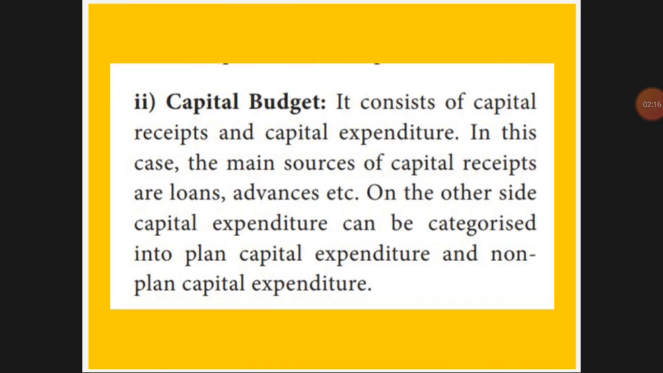Next is the capital budget. In the year, it includes all the capital receipts and the capital expenditure. Receipts in the sense of all the capital income, and all the capital expenditure also will be included. That means the loans and advances also can be included in that. If any unexpected expenditure happens, that expenditure also can be added to this capital budget.